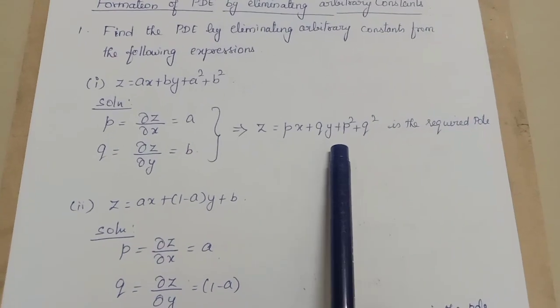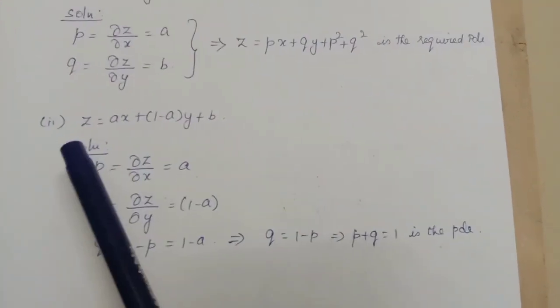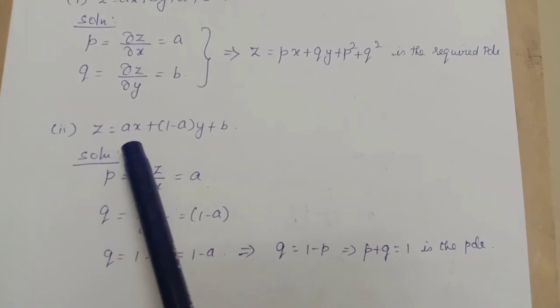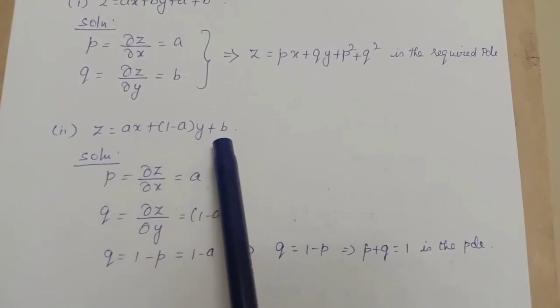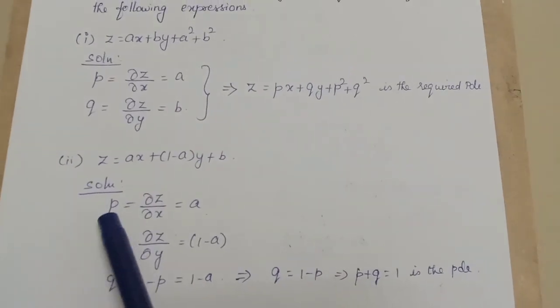So this is the required partial differential equation. Okay, right. Then next problem. z equal to ax plus 1 minus a into y plus b, right? Okay, the same way we are going to proceed. First differentiate with respect to x.